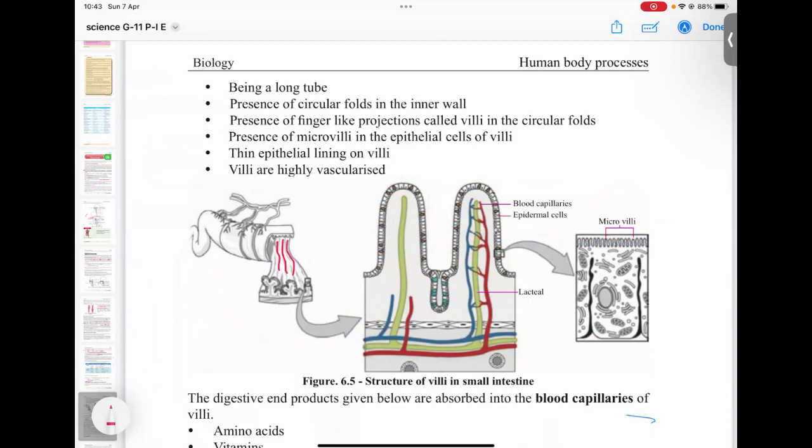Then there is the presence of finger-like projections called villi. So these are the villi. And on the villi you have microvilli. They have magnified it and shown you, see, this is a microvilli. The epithelial lining on the villi is very thin so that absorption can happen easily. And the villi are highly vascularized. Why? Because blood circulation takes all the nutrients and circulates them among the body and gives them to whoever wants them.